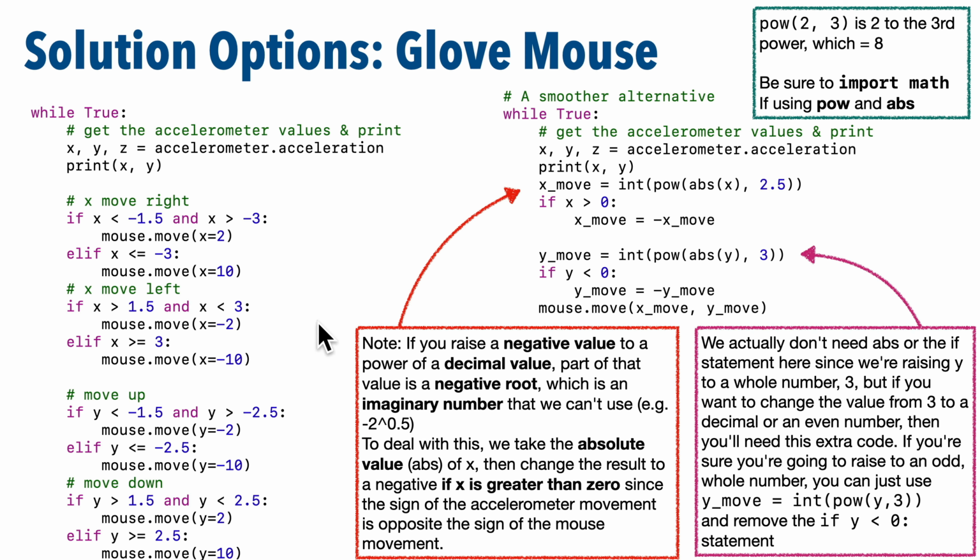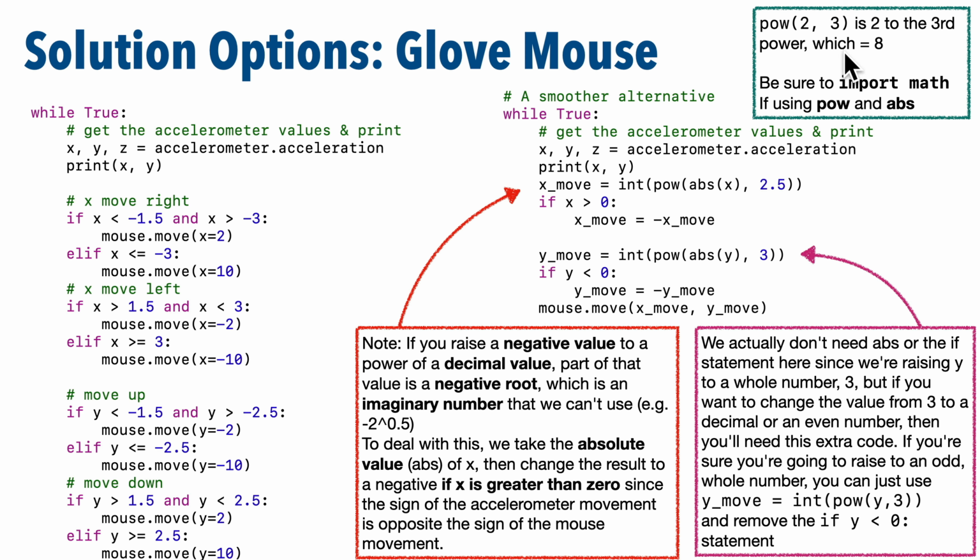But also, since there were only two mouse movement values, 2 and 10, or -2 and -10, the glove movement was less fluid. It jumped from 2 to 10 points without any scaling in between values. So to fix this, I experimented with raising the accelerometer coordinates to a power using the pow function. For example, pow(2, 3) is 2 raised to the third power, which is 8.